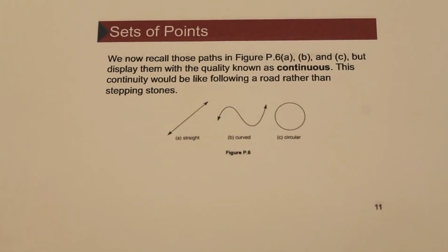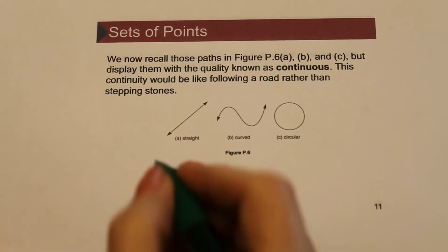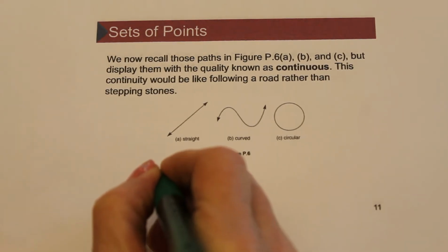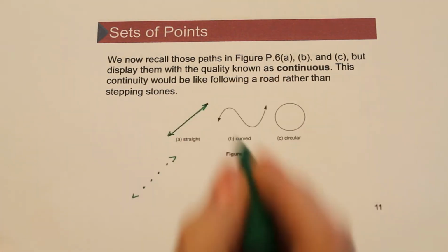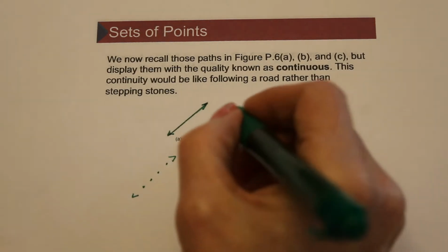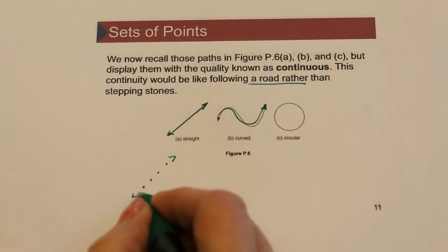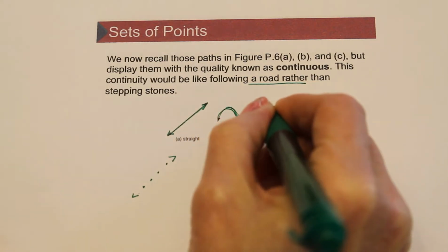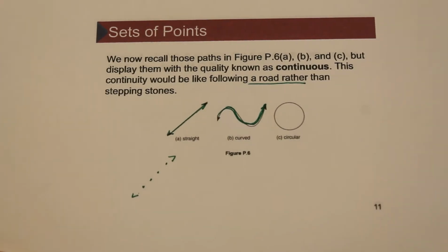So just as a reminder, when the paths that are followed between sets of points can be continuous, and that would be a line, that would be continuous. This would be continuous. And the book kind of describes this as like following a road rather than following stepping stones and jumping. So in other words, there's this concept of there are points right next to each other, creating a line.